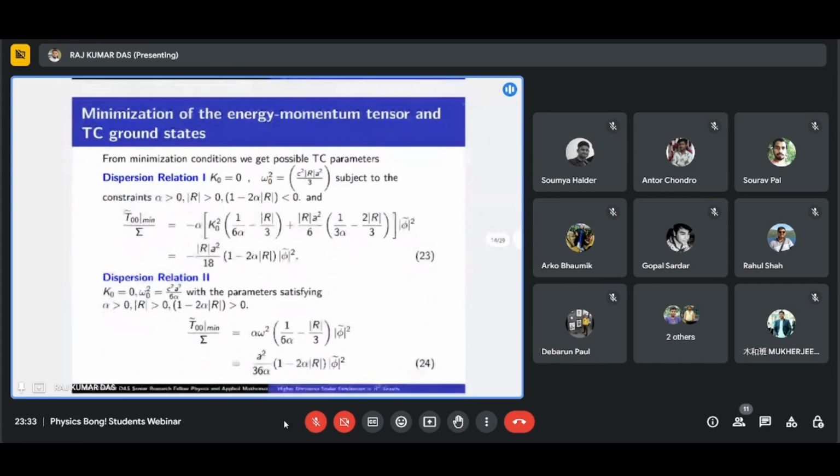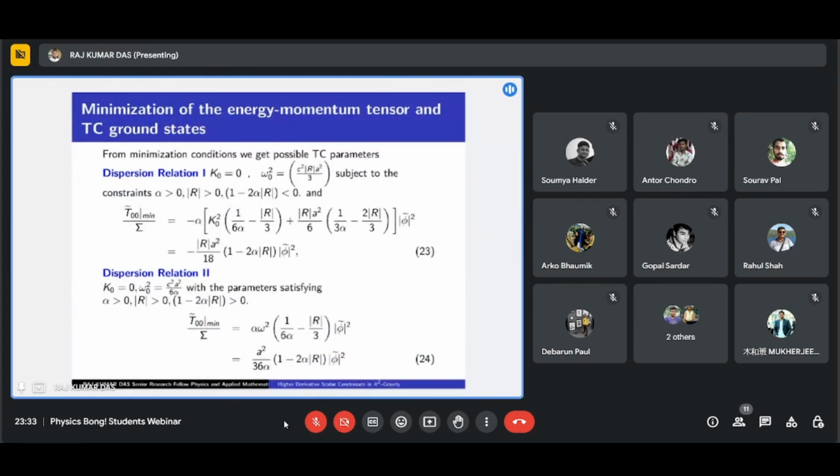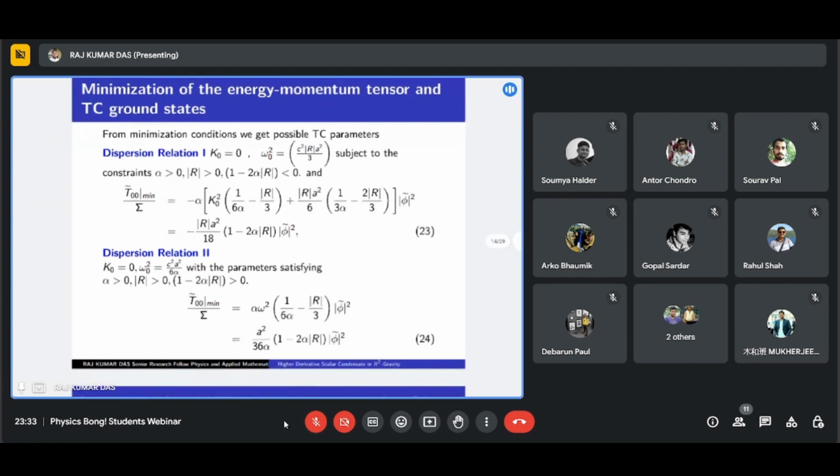This is a very suitable dispersion relation, two dispersion relations, where k0 equals 0 and omega0 squared equals c squared mod R squared by 3. And in the second case, the dispersion relation is omega0 squared equals c squared R squared by 6 alpha. But we will always use the first relation, because in the second we have alpha in the denominator, which will be harmful. Why it is harmful, we will show you later.